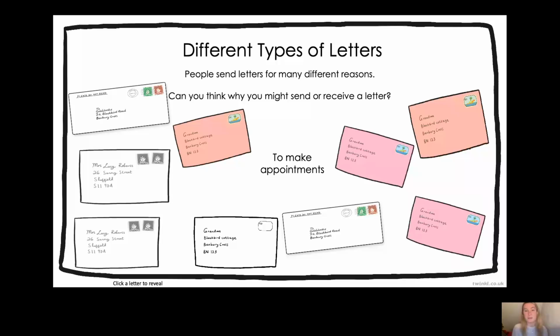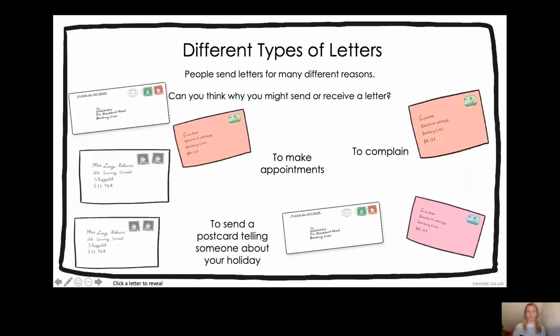Okay, Year 2, were you able to think of lots of different reasons? Well, shall I share with you what I thought of as well? See if you've got some of the same, and if you've got more, that's brilliant. So let's start with this pink envelope here. So I thought you might write a letter to complain about something. So maybe you've bought something from a shop and it's arrived at your house and it's not what you were expecting. So you're writing a letter to the shop to complain about the item that you've received. What else have we thought of?